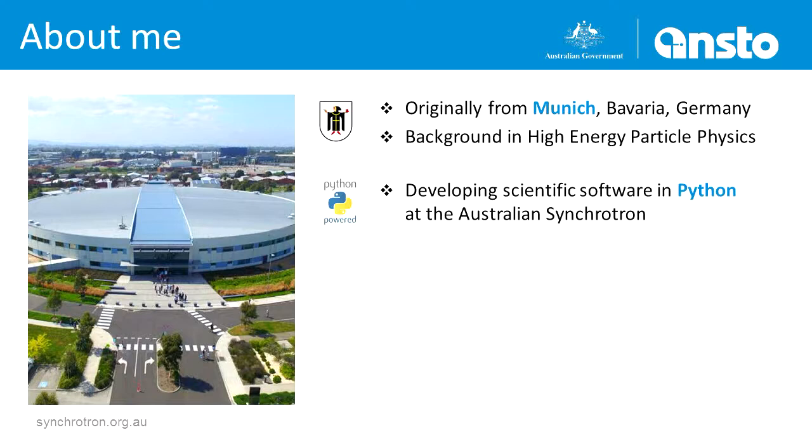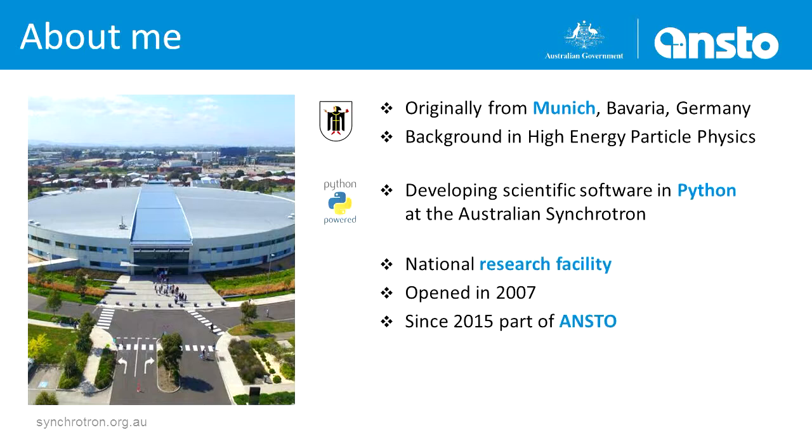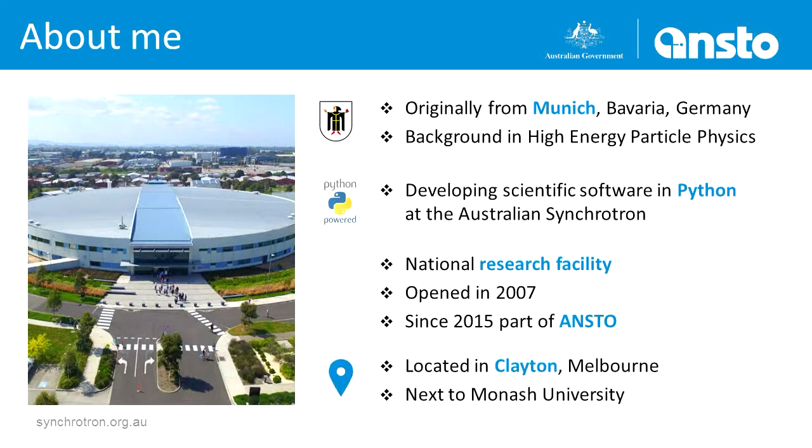The picture on the left is what the Australian Synchrotron looks like if you had a drone, which I don't. It is a national research facility. It opened about 10 years ago, and since 2015 we're part of ANSTO, the company that runs the reactor up in Sydney. We are located in Clayton, in the eastern suburbs of Melbourne. Maybe you've heard about that area because Monash University is really huge there.